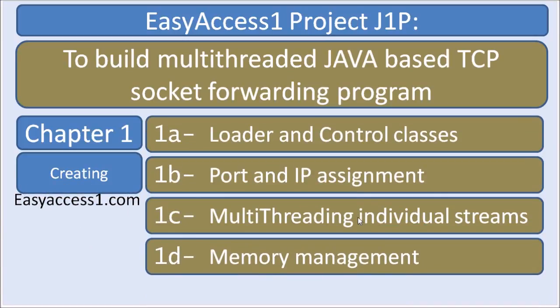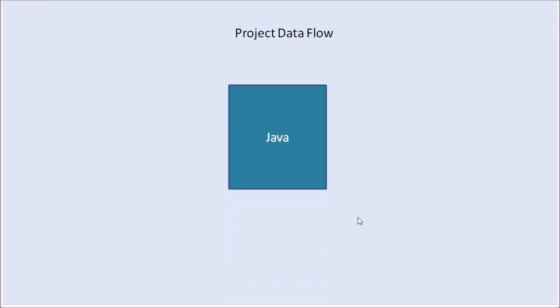We're going to create a loader and control class. After that, we will create the port and IP assignment variables. After that, we will create our multi-threaded individual stream classes that we called conduits. I'm calling them conduits for this project. And then we'll look at memory management. It'll be based on Java 1.8.